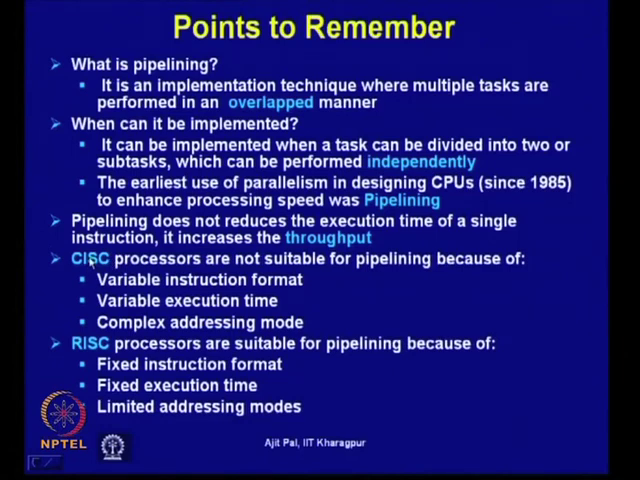And another issue that I mentioned in detail, we have discussed two types of processors, CISC and RISC, having different features. CISC processors are not suitable for pipelining because of variable instruction format, variable execution time, and complex addressing modes. On the other hand, RISC processors are suitable for pipelining because of fixed instruction format, fixed execution time, and limited addressing modes. So, we have restricted our discussion to pipelining of RISC processors. However, later on I shall discuss the Intel series of processors, which are essentially CISC, but internally the complex instructions are decomposed into RISC-like operations, and they are executed in a pipelined manner. Later on I shall discuss it.